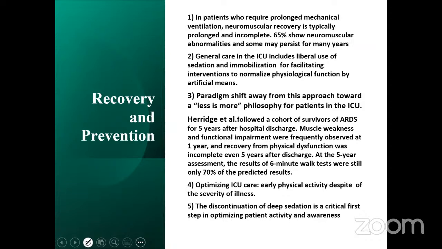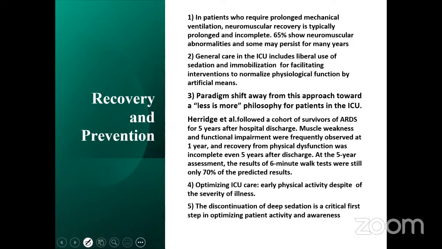So, general care, what usually happens in the ICU, includes a liberal use of sedation and immobilization. Why do they do it? To facilitate interventions that normalize the physiological functions by artificial means. What is recommended is a paradigm shift away from this approach, called less is more. This is a philosophy for patients in the ICU.